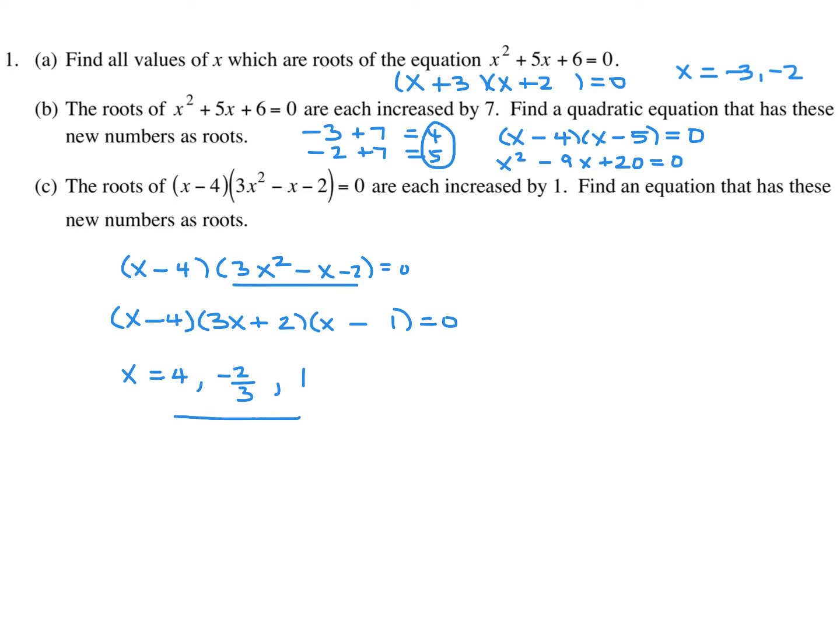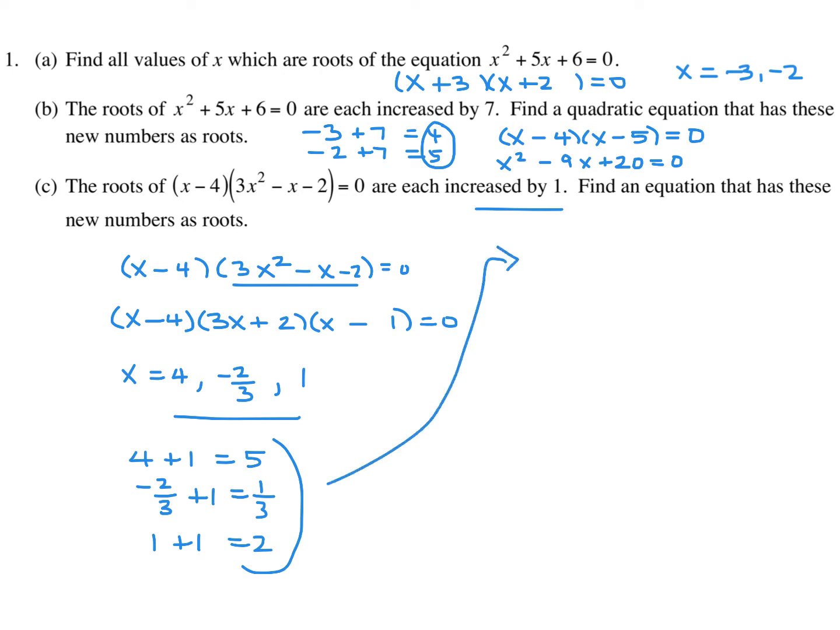So they're saying that these roots are now increased by 1. So 4 plus 1, so that root becomes 5. Minus 2 over 3 plus 1, so that becomes 1/3. And then 1 plus 1, which becomes 2. So these are the new roots. And then we have to make an equation with those. Okay, not a problem. So that's going to be x minus 5, this first root, and then x minus 1/3, and then x minus 2 is equal to 0.